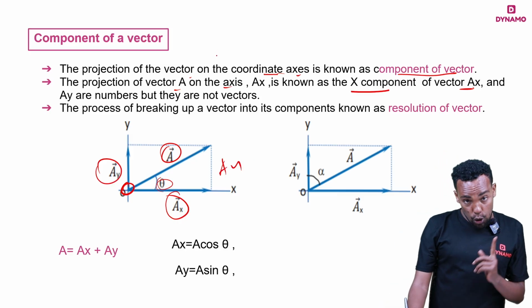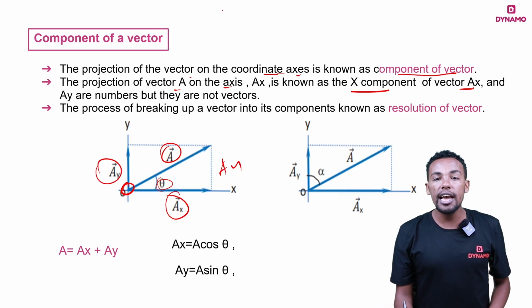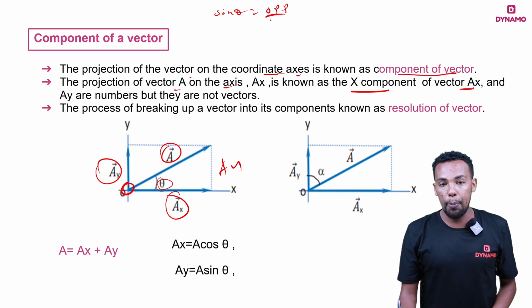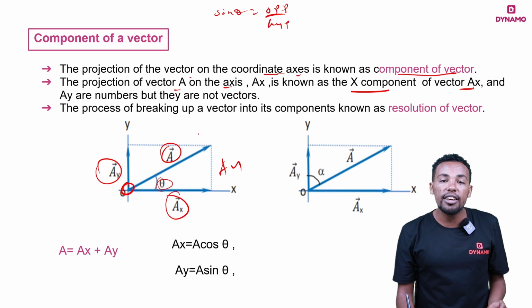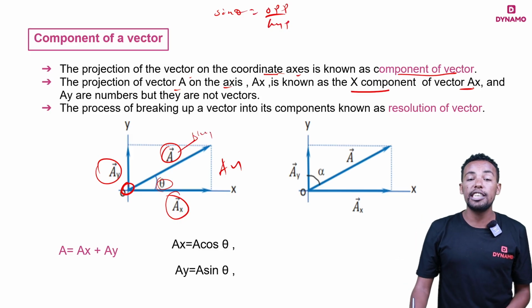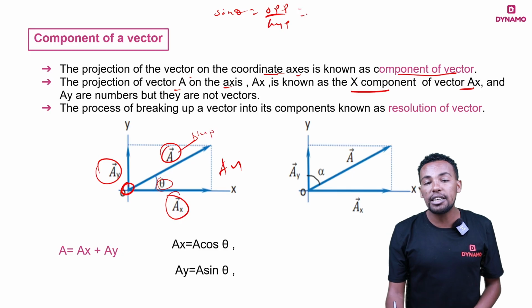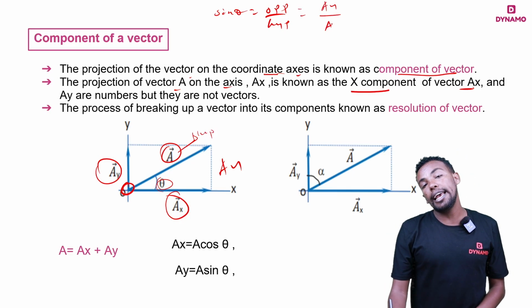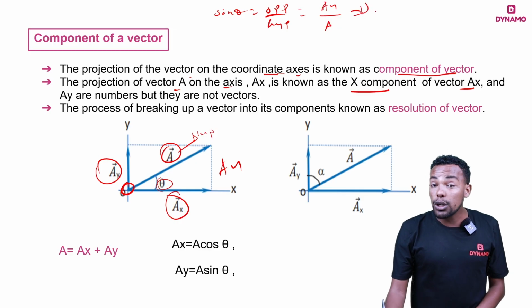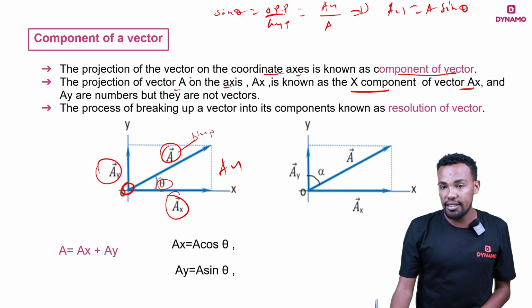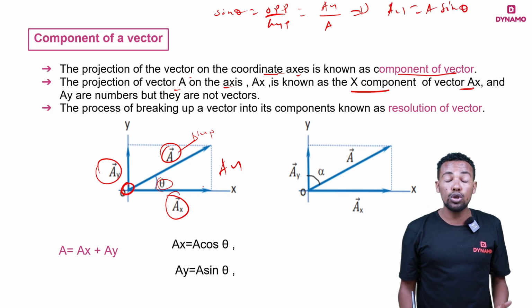As I told you at the beginning, sin theta is opposite over what? Hypotenuse. Here, what is our hypotenuse? Our hypotenuse is the vector A. So what is our opposite here? AY. Over what? Our hypotenuse, A. When you cross multiply, what do you get? AY is equal to A times what? Sin theta.